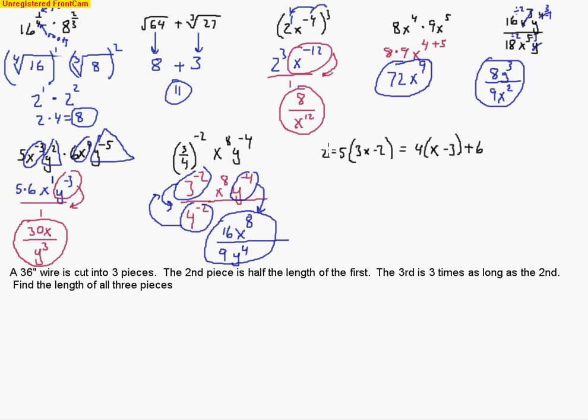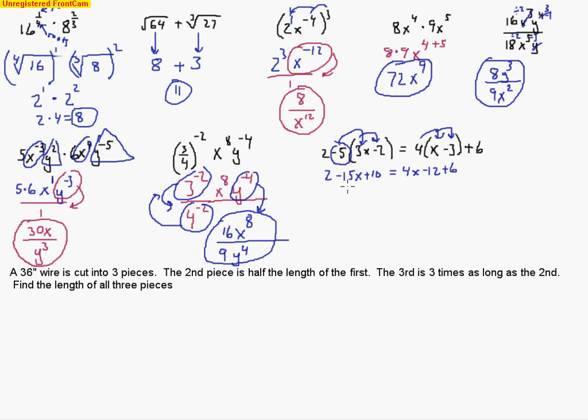So the common mistake is people want to subtract right here, but you can't do that. You got to multiply first. That's what the rule says. The order of operations says to multiply before you add or subtract. So that's what we're going to do here to get rid of those parentheses. So we're left with 2 minus 15x plus 10 equals 4x minus 12 plus 6.